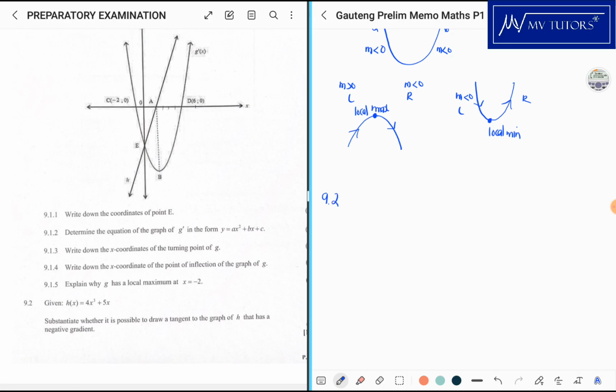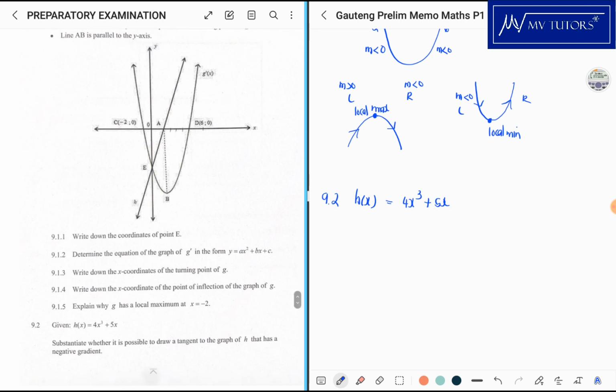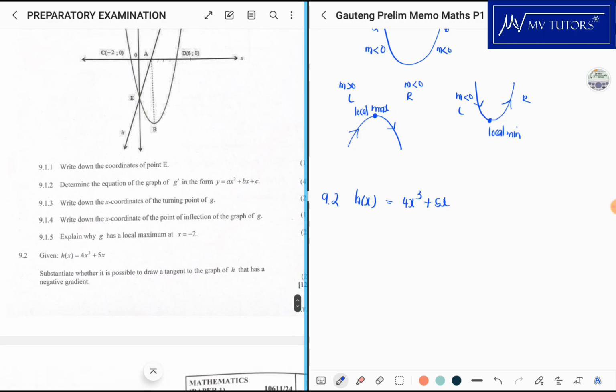Okay, now 9.2 says, what have we been given? We've been given h of x, so we have 4x cubed plus 5x. It says substantiate whether it is possible to draw a tangent to the graph of h that has a negative gradient. So this is a happy phase cubic function. It should look something like this, but will it look like that?